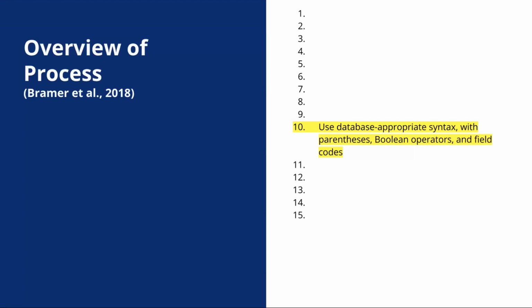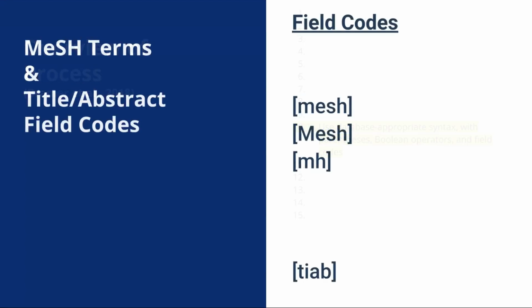After you add variations of your search terms, you will use database-appropriate syntax using parentheses, Boolean operators, and field codes, which we've briefly discussed. As a reminder, in PubMed, for MeSH terms, you can use the drop-down menu in the advanced search to select MeSH, or you can type in square brackets any of the following. All of these options do the same thing. They all tell PubMed to search for the word or phrase as a subject heading. For a keyword search in the titles and abstracts of articles, you will add the letters TIAB inside square brackets.